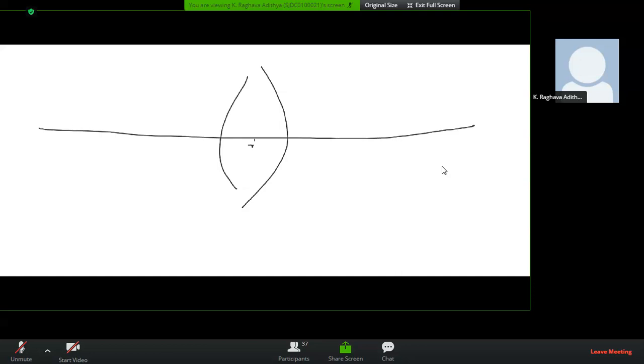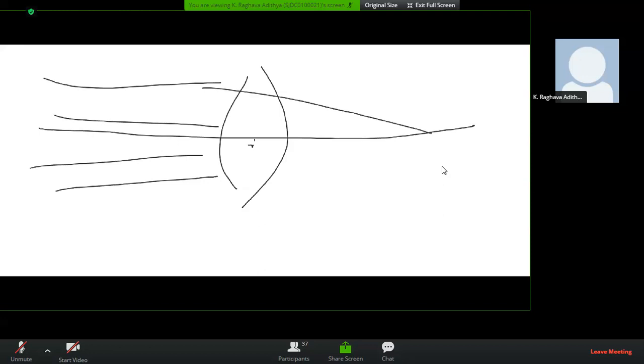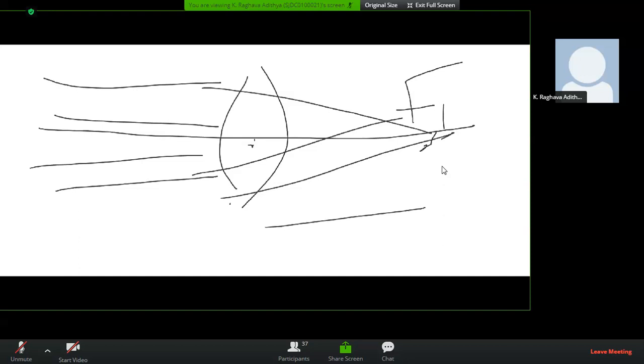If the rays are coming from right side, here on the left side, one point image will be formed. This is called as primary focus. It can be represented by F1. Primary focus, F1. The distance between optic center to primary focus is known as focal length, small f.